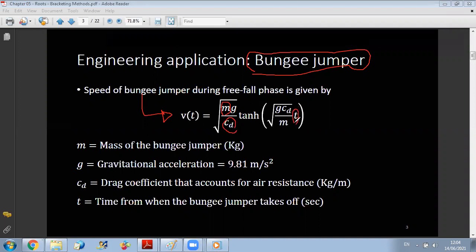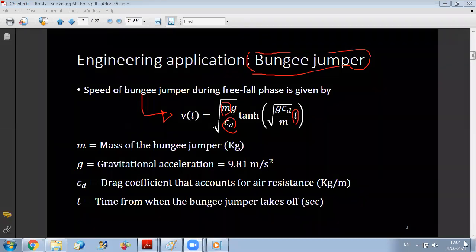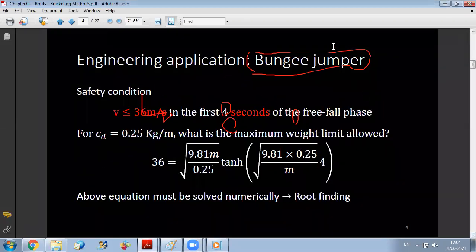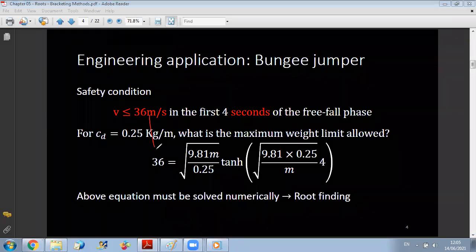Okay? Let us say here, for example, if they tell us that we don't want to be on safe conditions for the jump, we don't want to exceed a velocity of 36 meters per second in the first 4 seconds of the free fall phase. And they gave us the drag coefficient, and the question will be what will be the maximum weight that can be allowed. In this case, all variables are known except the mass. So the only unknown, if we replace v by 36, we replace c_d by 0.25, we replace t by 4, the only unknown in our equation is the mass.